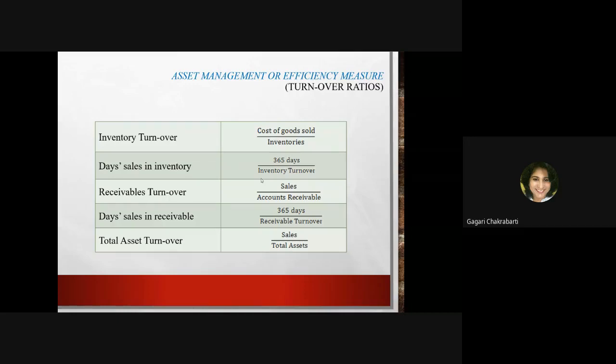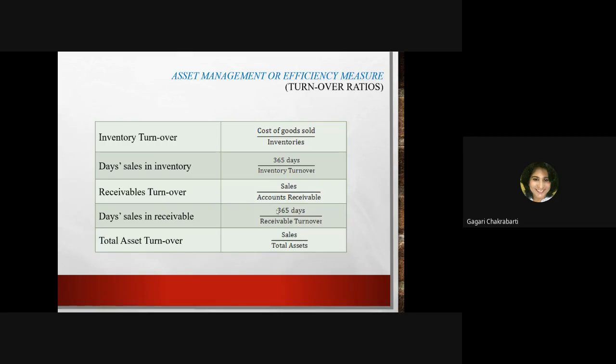Now that efficiency measure of the inventory, as we have discussed earlier, will vary from one type of firm to another. So depending on the nature of the firm, accordingly, we shall have to take the decision. Next that we have is the receivable turnover. So within the asset category also we have the receivables, current receivables. Receivable turnover is defined as sales divided by the accounts receivable.